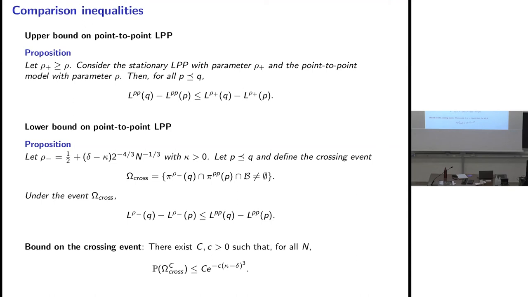Well, actually, to estimate this event, it is enough simply to show that the geodesic for the stationary model touches the diagonal at some point, in one point. This is enough, because if it touches the diagonal, it has to cross the geodesic for the point-to-point model.